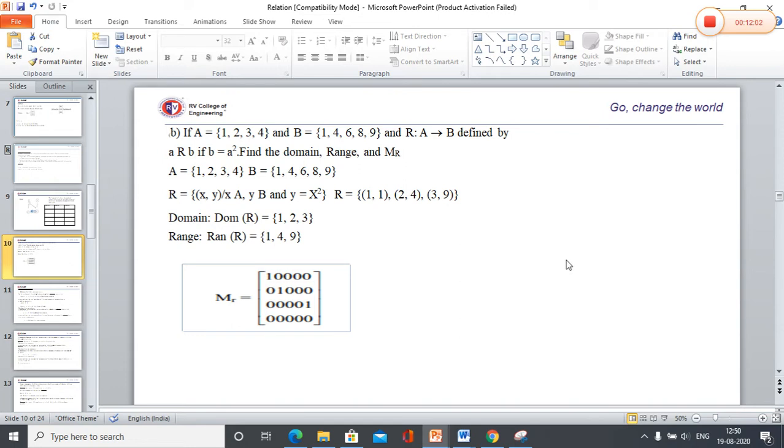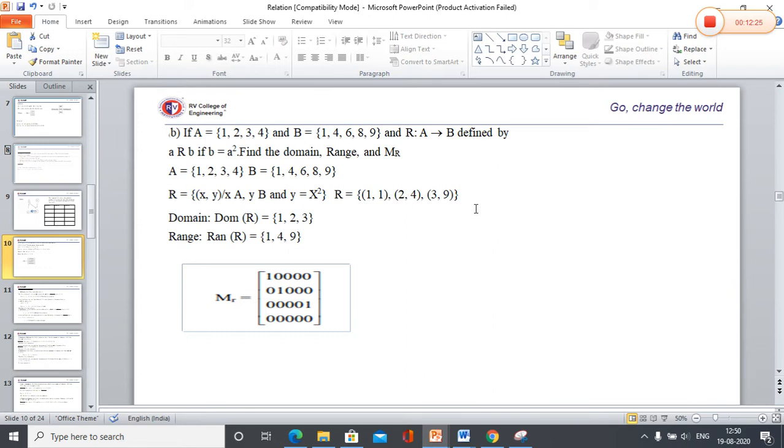Now the sets were given, the condition was given, and we had to write the relation. The first part is complete. Now we have to tell the domain and range. For the domain, from each ordered pair I pick the first element, and from each ordered pair I pick the second element, that will be my range. So 1, 2 and 3 are the first elements of the ordered pairs, so that will be the domain, and the range is the second elements.